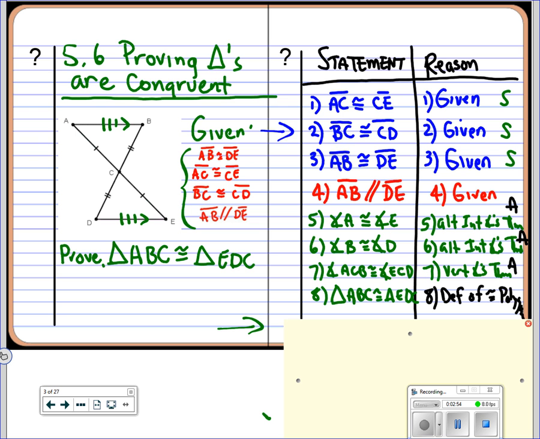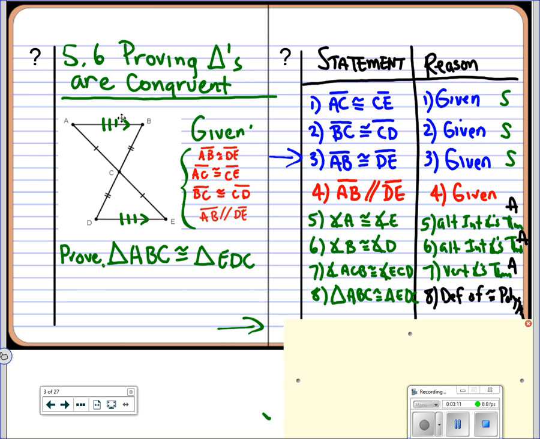Next line. BC is congruent to CD. All right, good. That's given. So there's another set of sides. And so on we go. AB is congruent to DE. That's given. Those sides are congruent. I had to mark those.